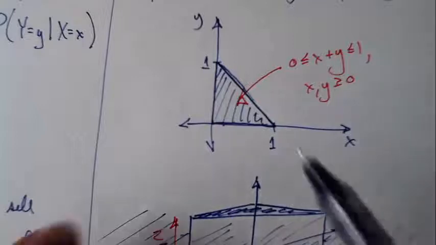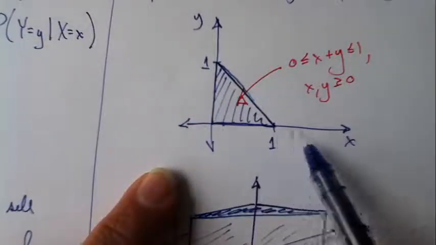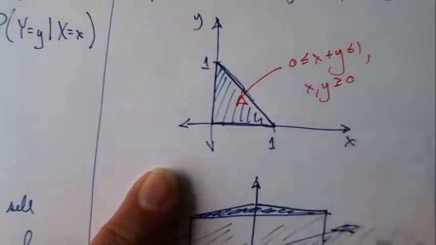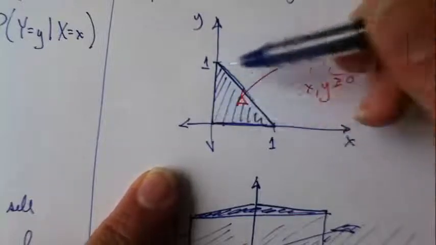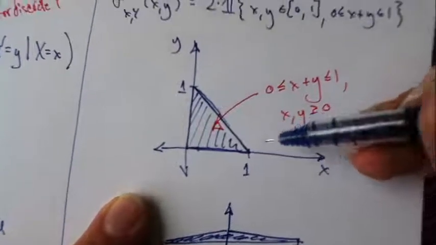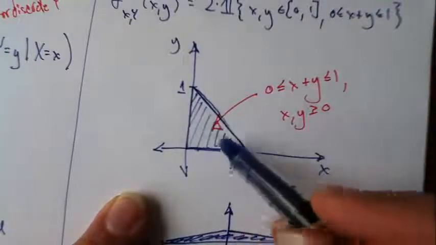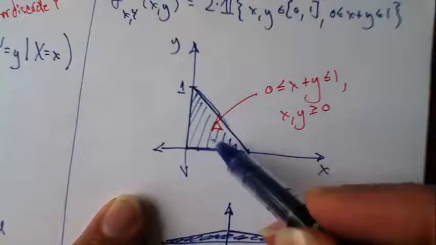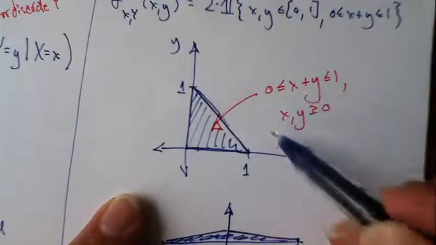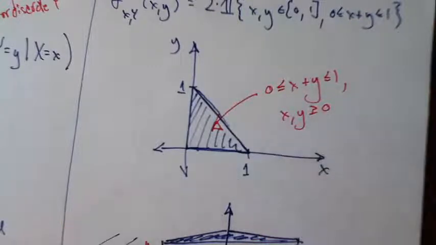I think that's a pretty good drawing, don't you? This is a triangle. Note that this is the region where x and y are both at least 0, and also where x plus y is between 0 and 1. Some of you might have a hard time figuring that out.